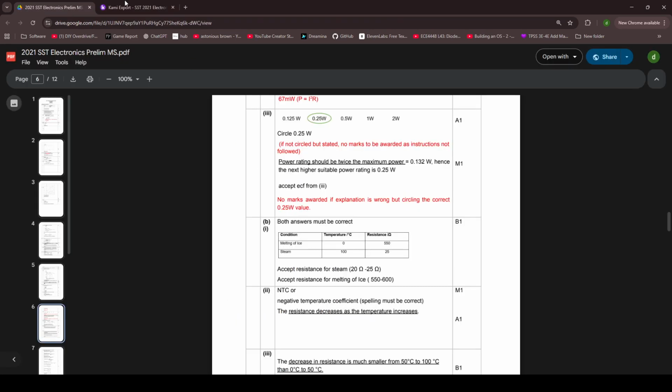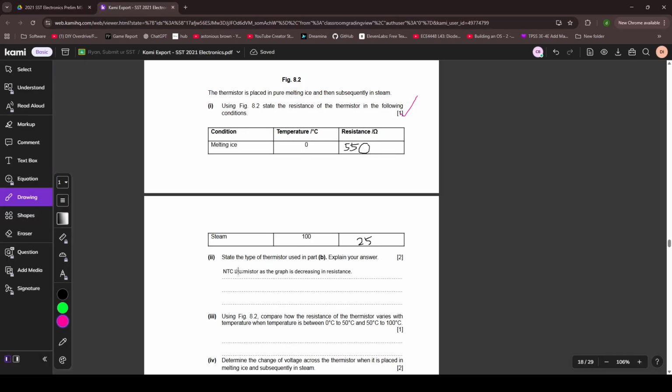NTC. I would have preferred you to spell out negative temperature coefficient thermistor, but I think NTC is fine. Okay, NTC thermistor, as the graph is decreasing in resistance. No. You get 1 mark.